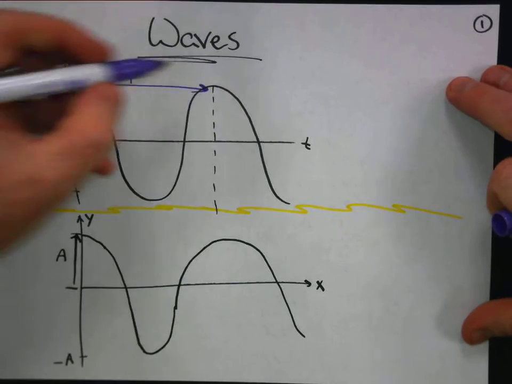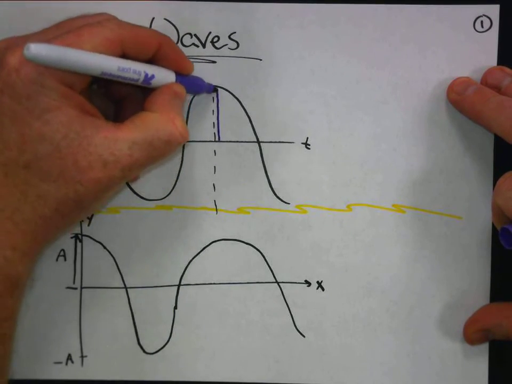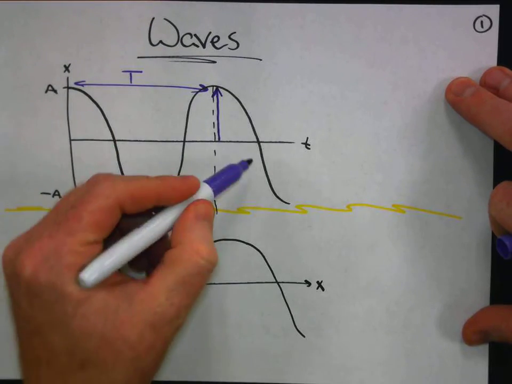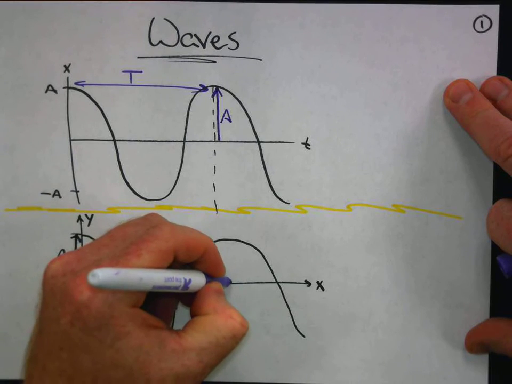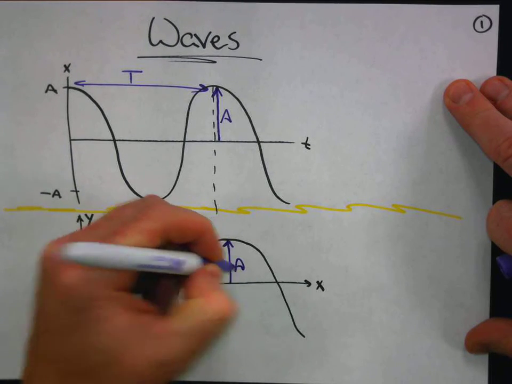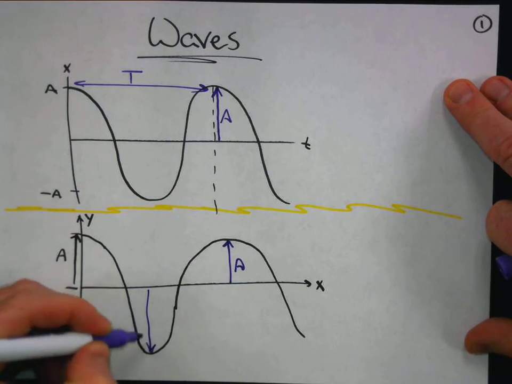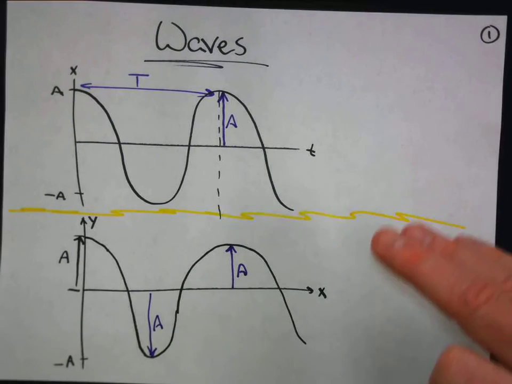We could draw amplitude out here because if you look at the height of that wave, of that curve there, that's still amplitude. We can draw amplitude out here if you want. That's still amplitude. This is, by the way, still amplitude, just in the negative direction.